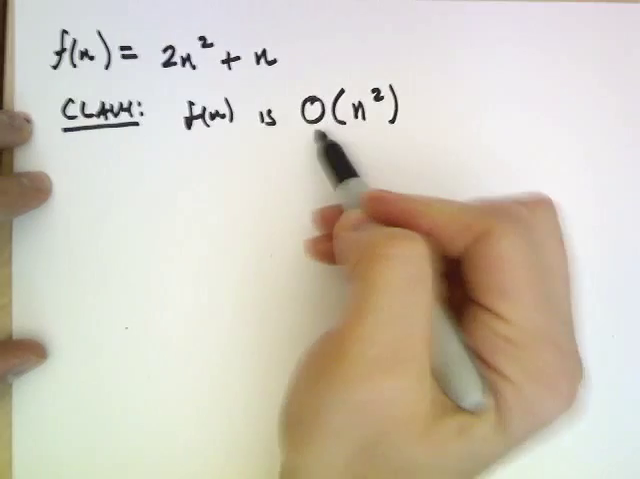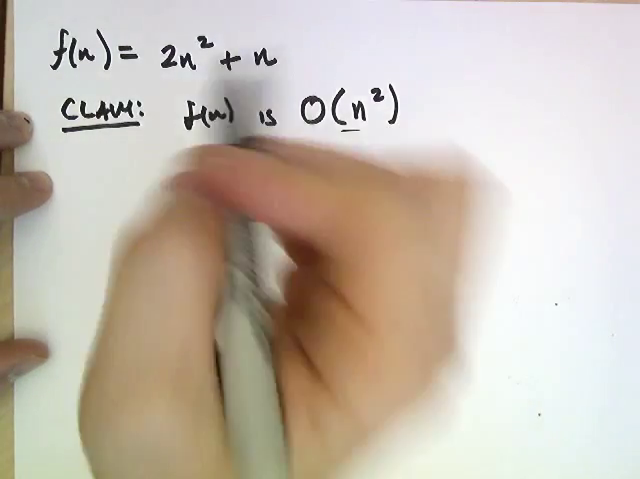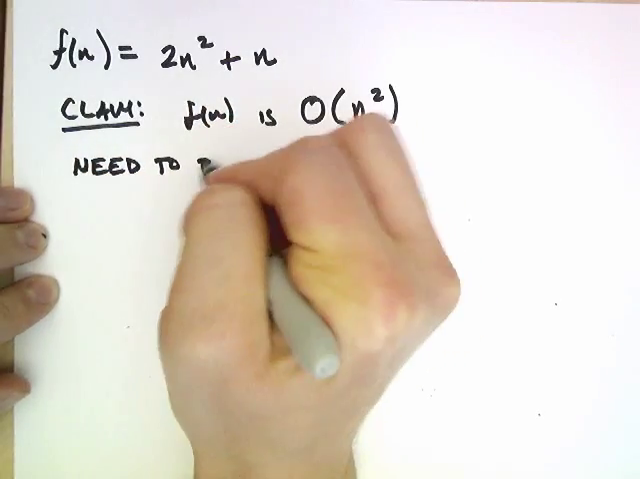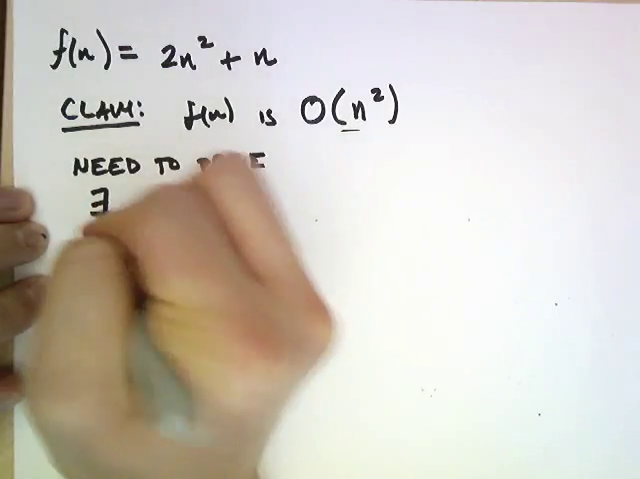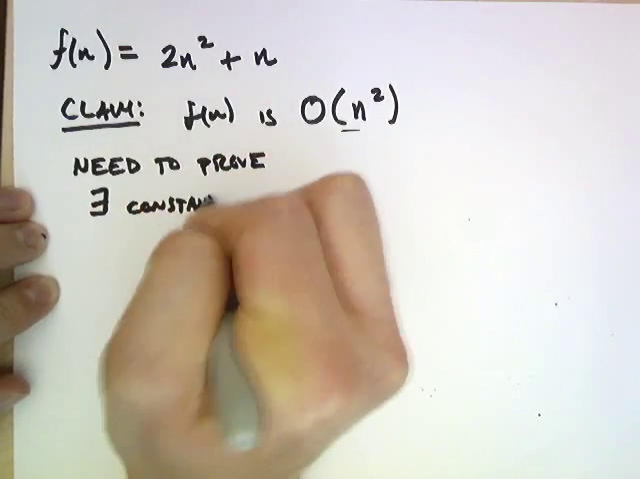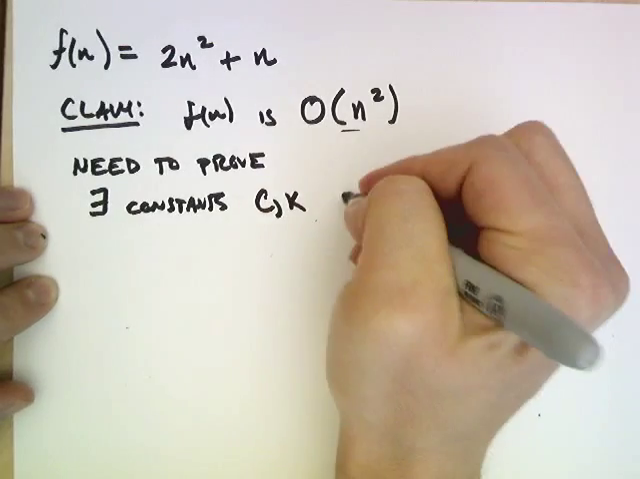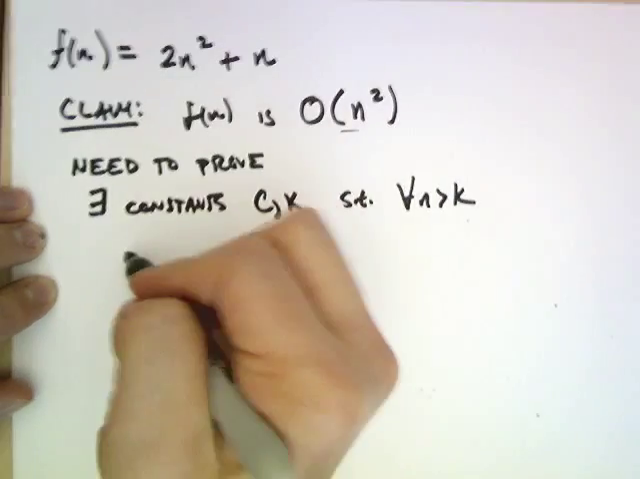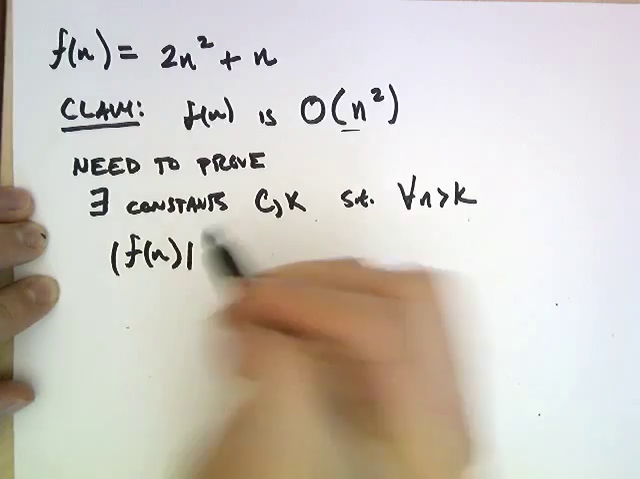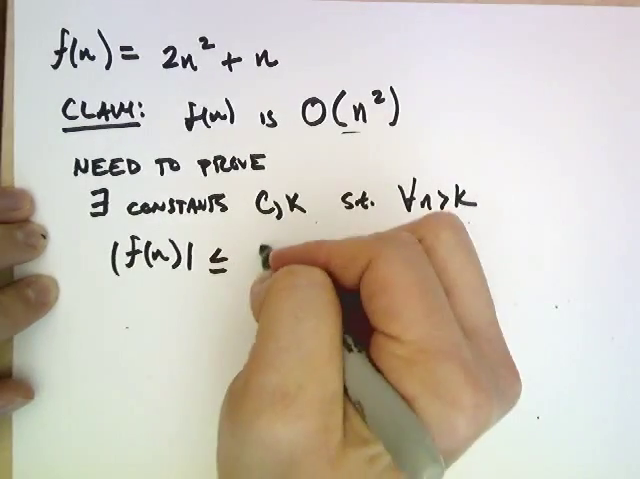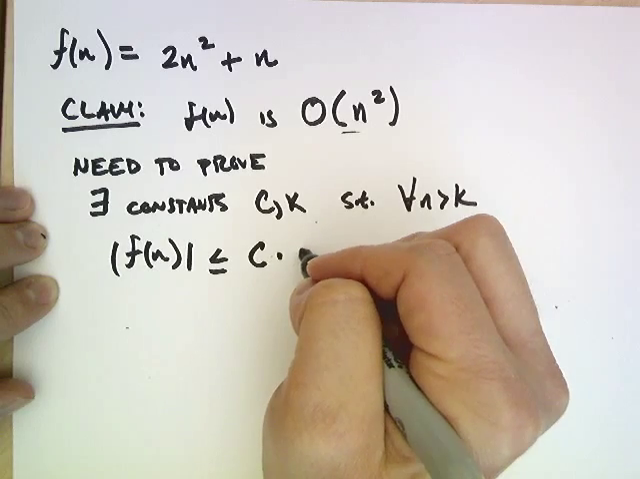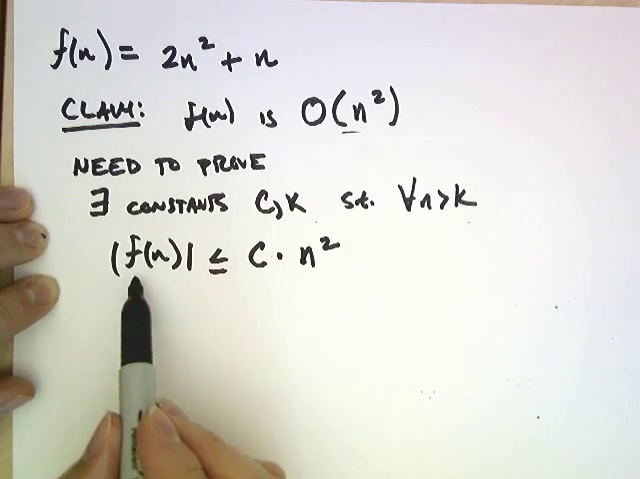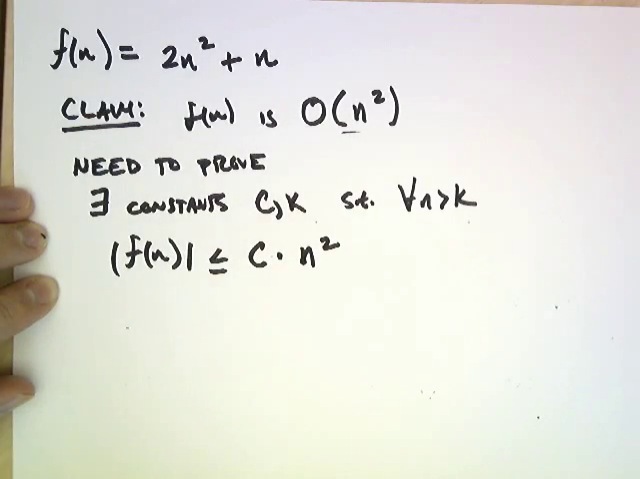How do we prove that a function is big O of some other function? Well, we need to prove that there exist constants c and k such that for all n greater than k, f of n is less than or equal to c times n squared. This is what it means for f of n to be big O of n squared.